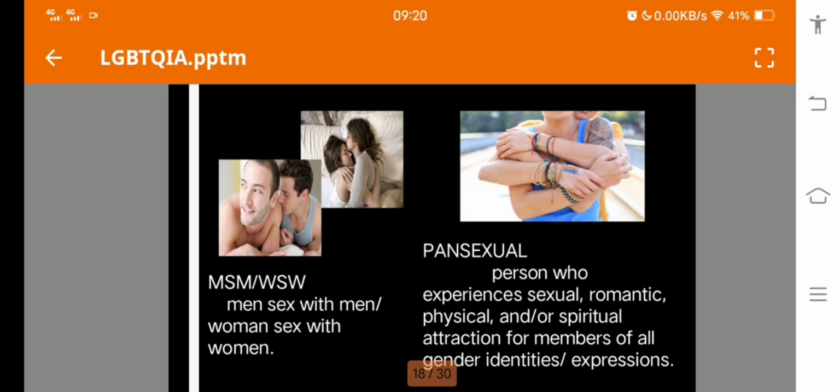Pansexual. It's a person who experiences sexual, romantic, physical, and spiritual attraction to members of all gender identities and expressions. Sila yung for short, ang tawag dito, PAN. P-A-N. Papa, Alpha, and what's N? November. PAN ang shortcut. Diba sa asexual, ang shortcut niya ay ACE. Alpha, Charlie, Echo. And, being a pansexual, you are attracted to all members of gender identities and expressions.